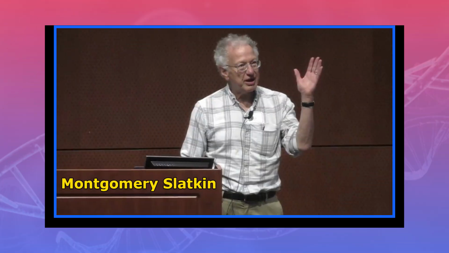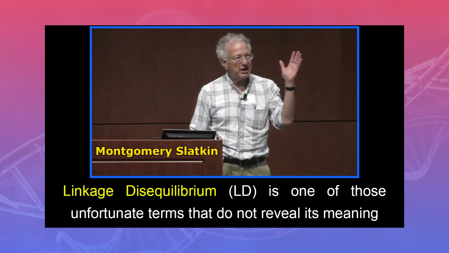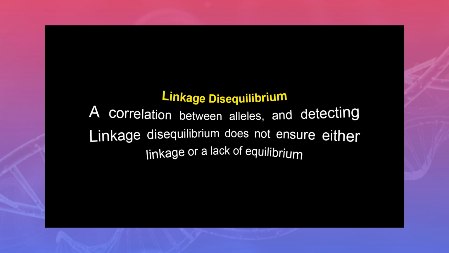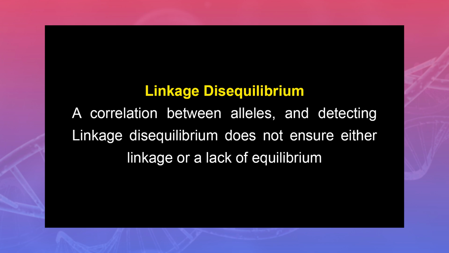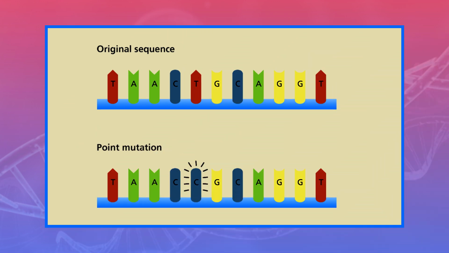As highlighted by Slatkin, linkage disequilibrium is one of those unfortunate terms that do not reveal its meaning. Indeed, linkage disequilibrium means simply a correlation between alleles, and detecting linkage disequilibrium does not ensure either linkage or a lack of equilibrium. This stems from the fact that mechanisms other than just physical proximity on a chromosome, that is linkage, such as mutation, genetic drift, and epistatic combinations might also cause gametic phase disequilibrium between unlinked markers.